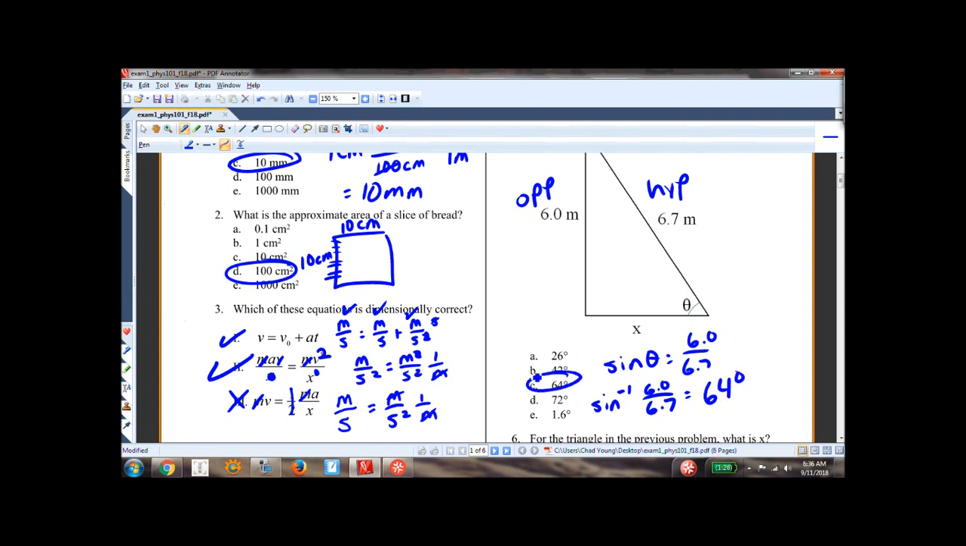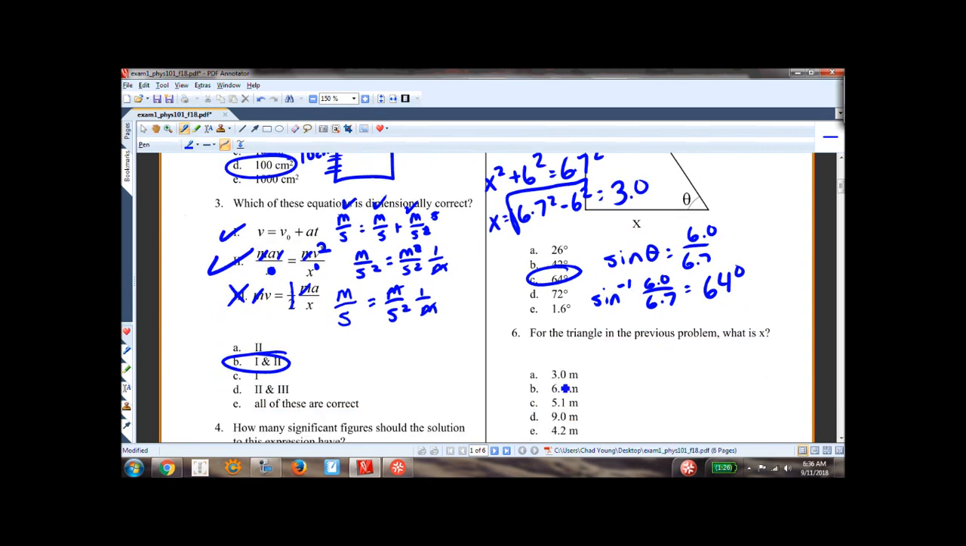And then also, what is x? So I know that x squared plus 6 squared equals 6.7 squared. That's from the Pythagorean theorem. And then solving that, I get 2.98 or 3. So the answer is 3 meters.